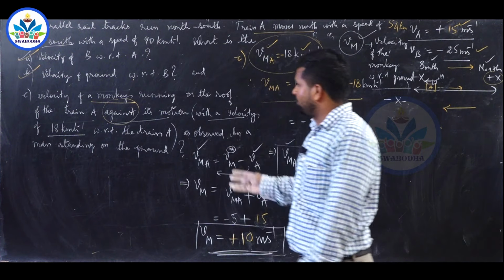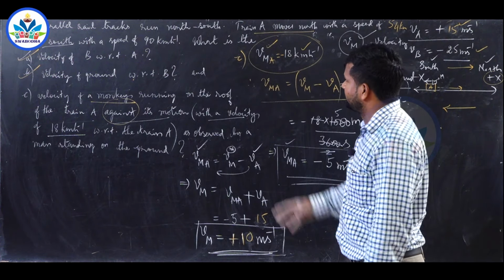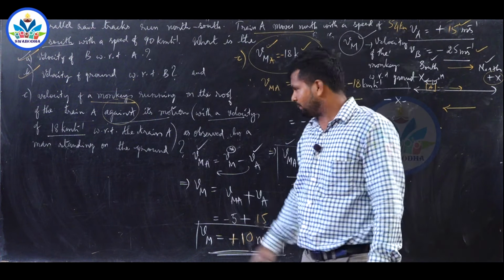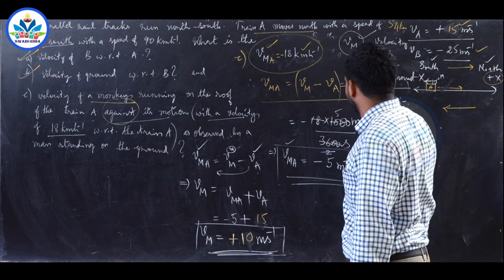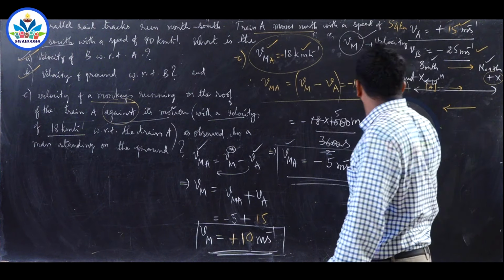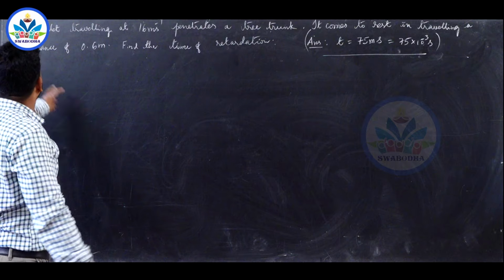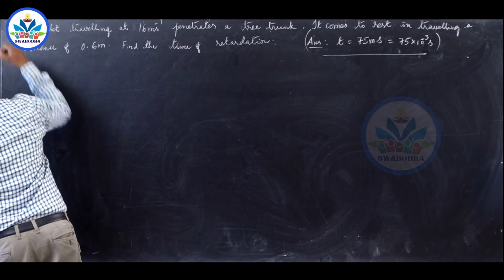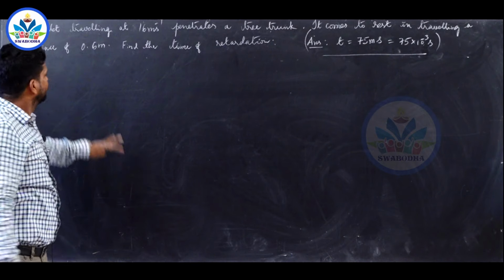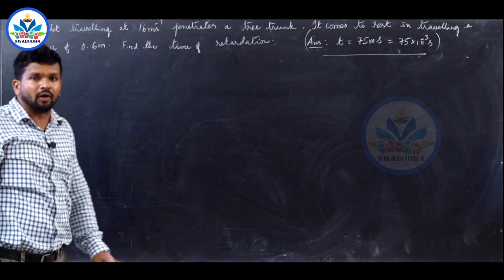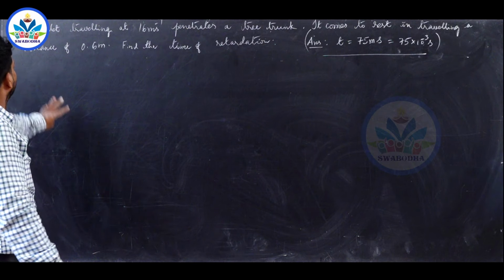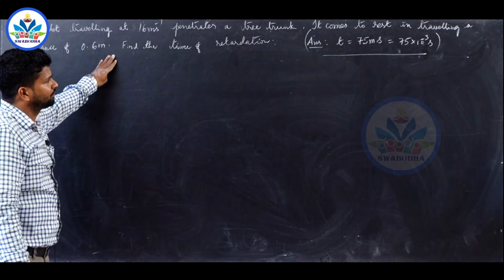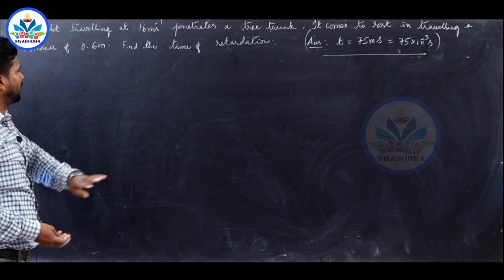Very important problem. 3 sections: velocity of B with respect to A, velocity of the ground with respect to B, and velocity of the monkey as observed by a person standing on the ground. So this is problem number 4. You can take this problem as a homework. Let me read and give the hint. You can try. Simple problem because it's a repetition again.